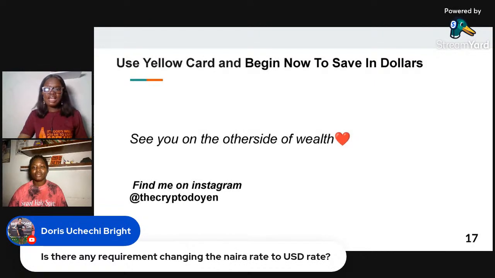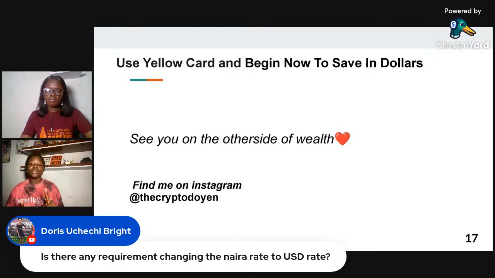All right, Doris is asking, is there any requirement for changing the naira rate to USD rates? Any requirements? There is none, absolutely none. If you're depositing on Yellow Card, there's no fee, zero charge. Only when you're withdrawing, you pay 100 naira. Yes, you pay 100 naira for every withdrawal, but there's no charge for deposit.